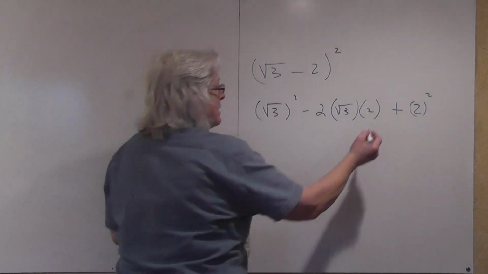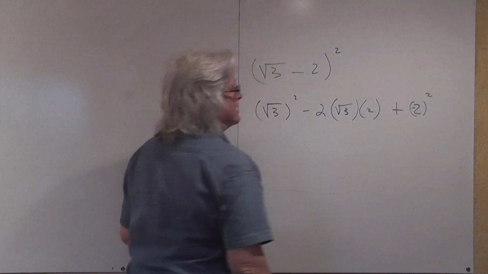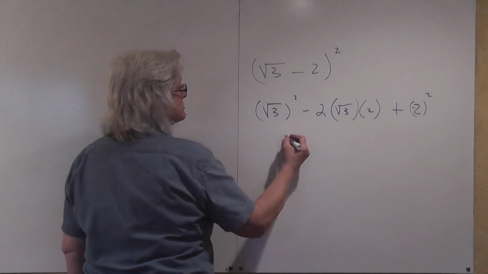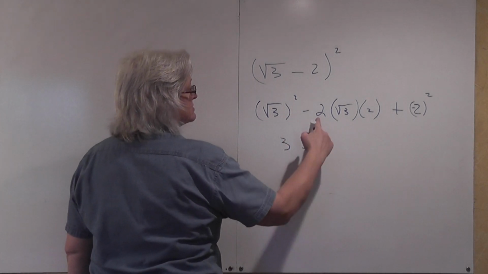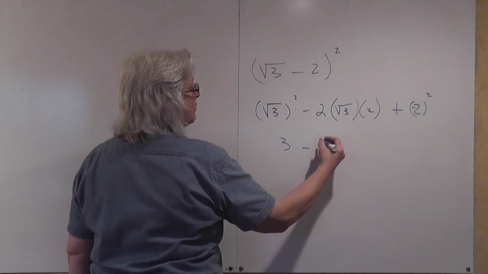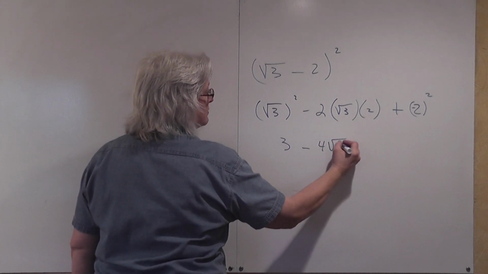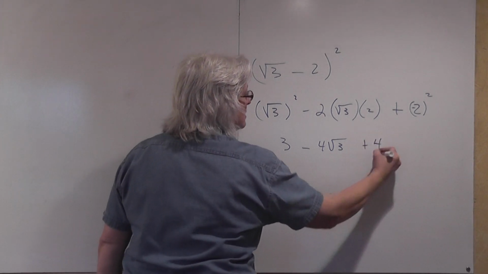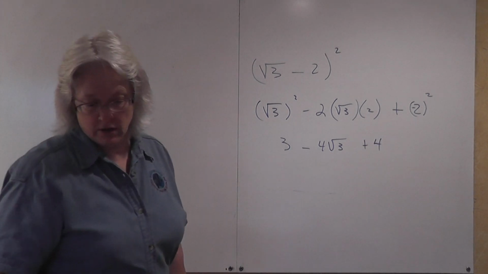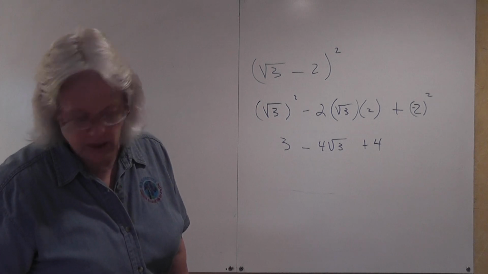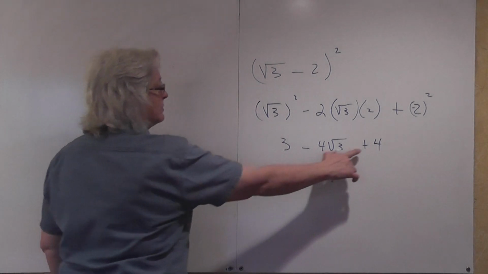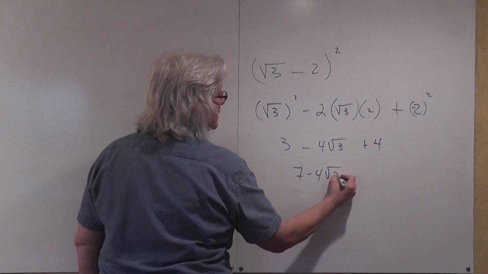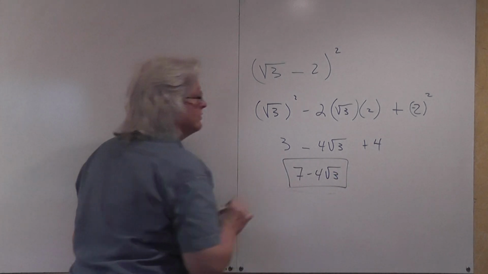And it's actually minus 2. I should show that. Say negative 2 squared. Square root of 3 squared is 3 minus 2 times 2 is 4 times the square root of 3 plus 4. We're going to go ahead and combine like terms. 3 plus 4, 7 minus 4 times the square root of 3.